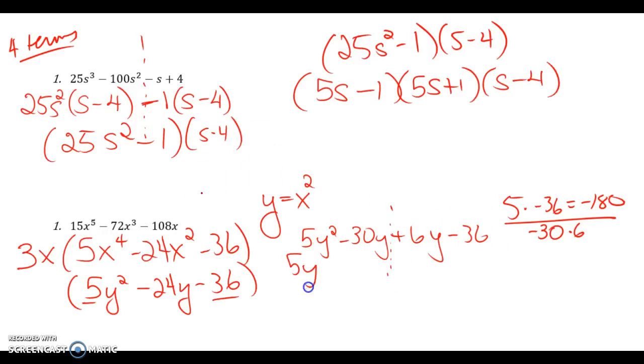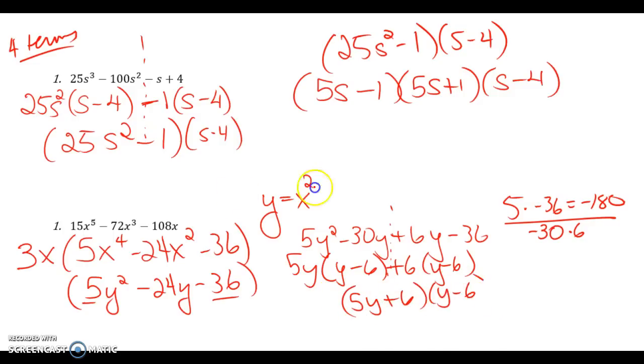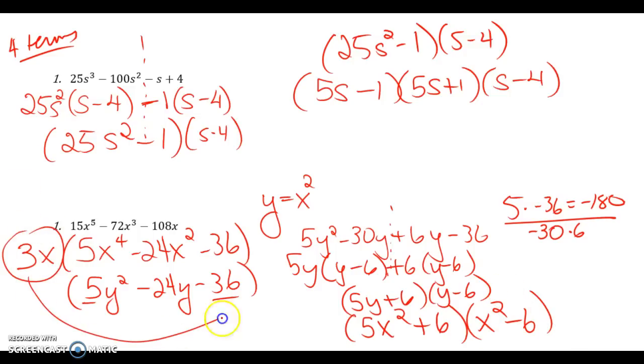All right, I can pull a 5y out here. And over here I can pull out a plus 6. So we end up with (5y plus 6)(y minus 6). Now I substitute back in that x squared. (5x squared plus 6)(x squared minus 6). And then I don't forget this factor I pulled out earlier, 3x. So there is the complete factoring for that problem.